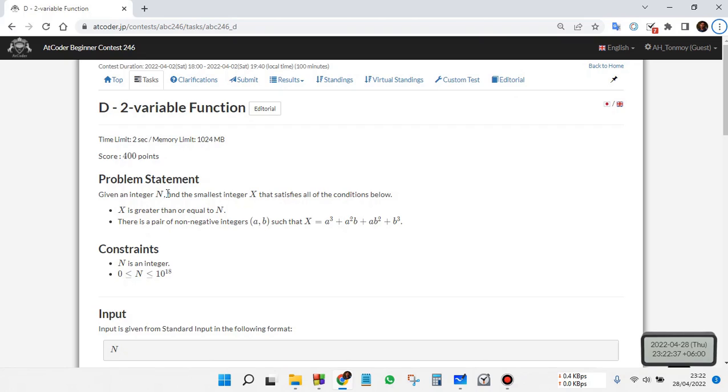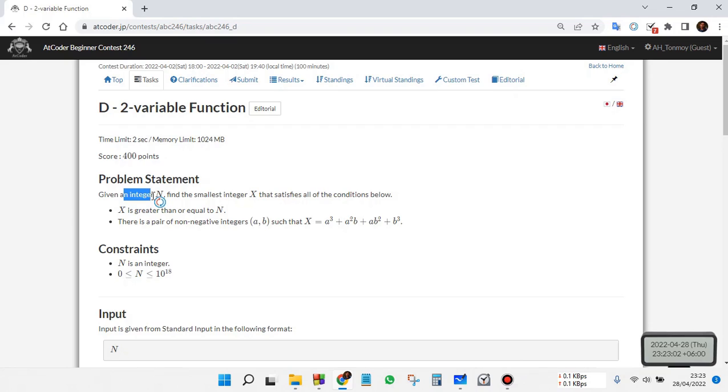Now I studied at Islamic University Bangladesh, in the Department of Computer Science and Engineering. And now I'm discussing a problem from contest 246, and the problem name is Two Variable Function. In this problem, we are given an integer n and we need to find the x value.